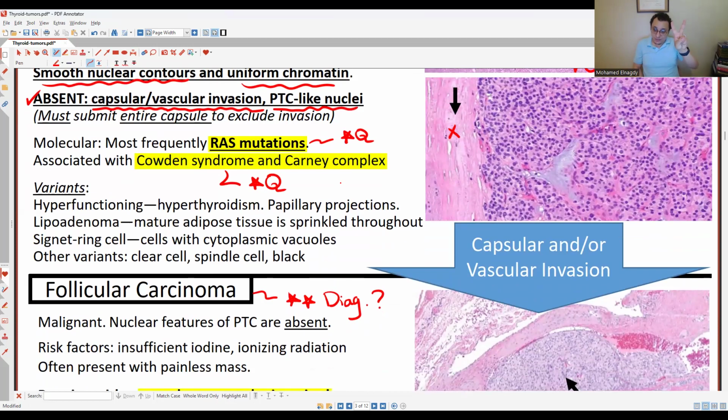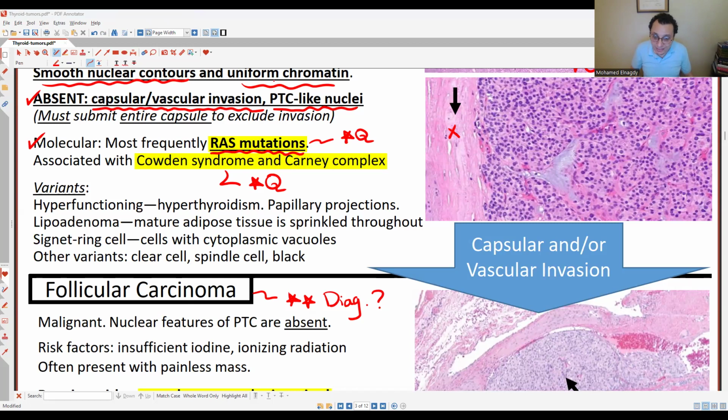Two things that you need to memorize here: the molecular and the syndromic association. Follicular adenoma, on the other side, is associated with RAS mutation, whereas you remember PTC was associated with BRAF mutation.